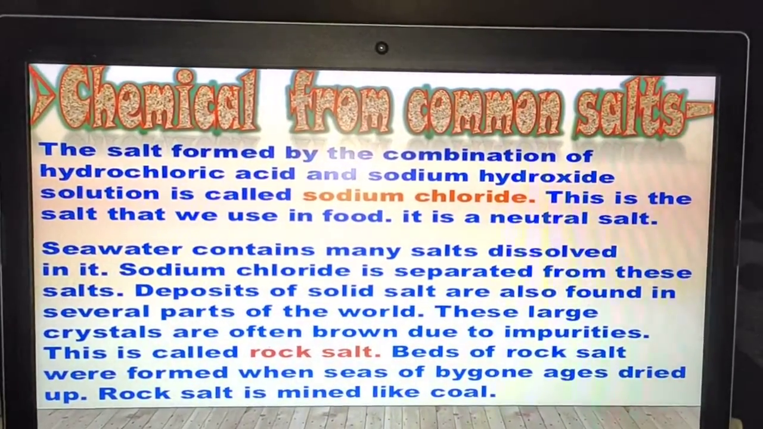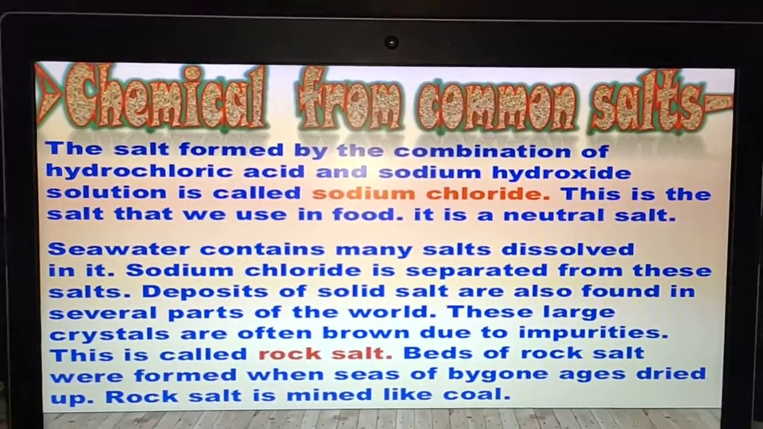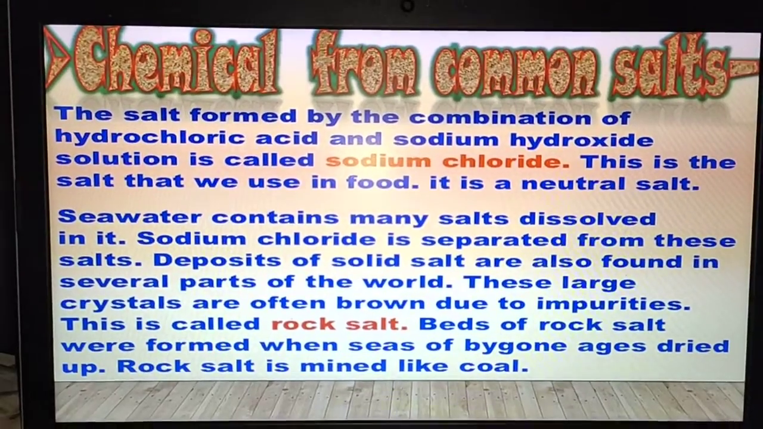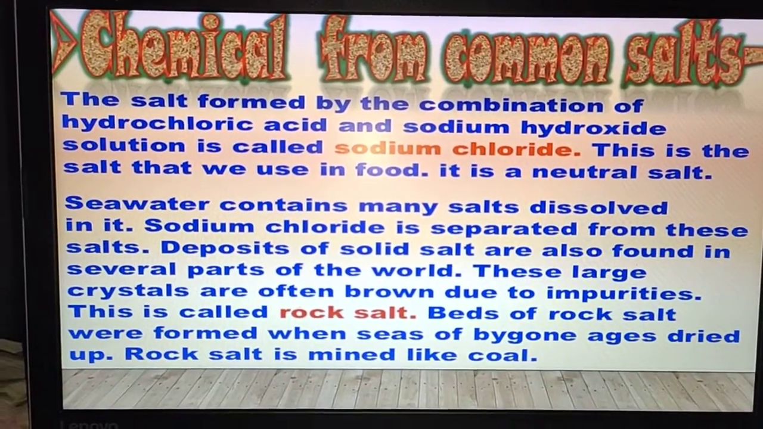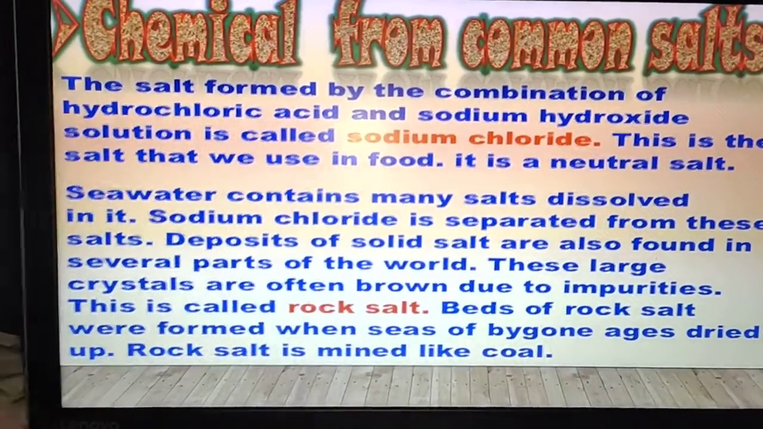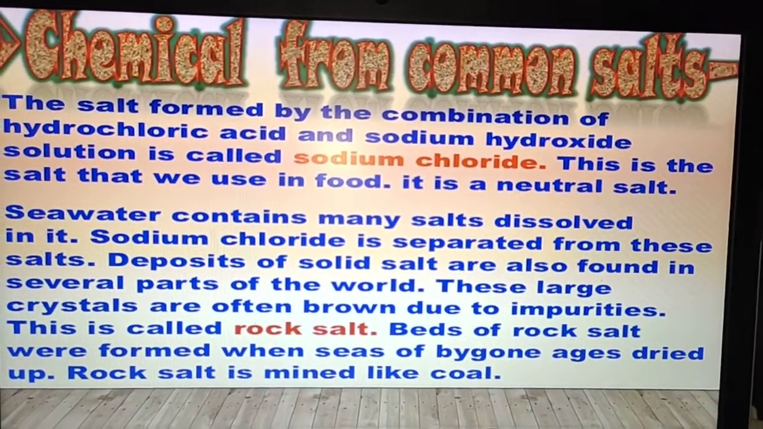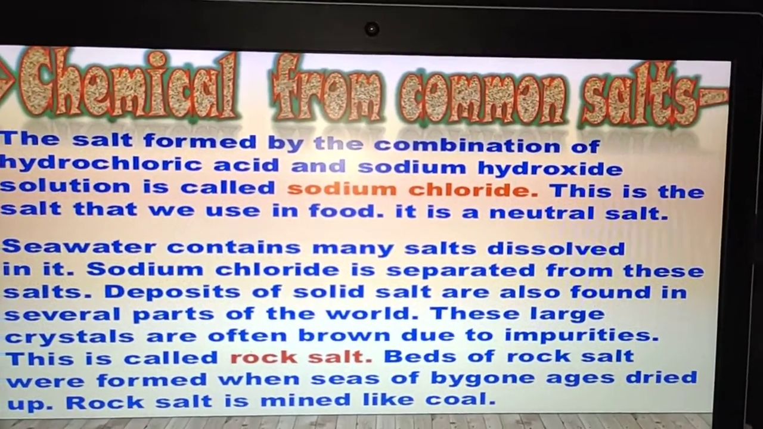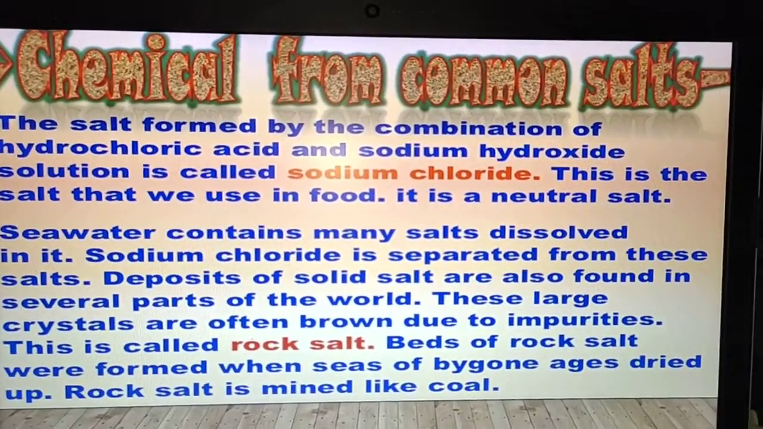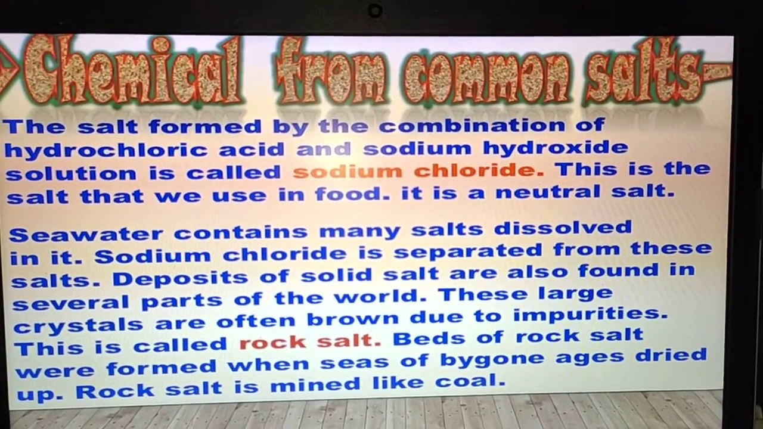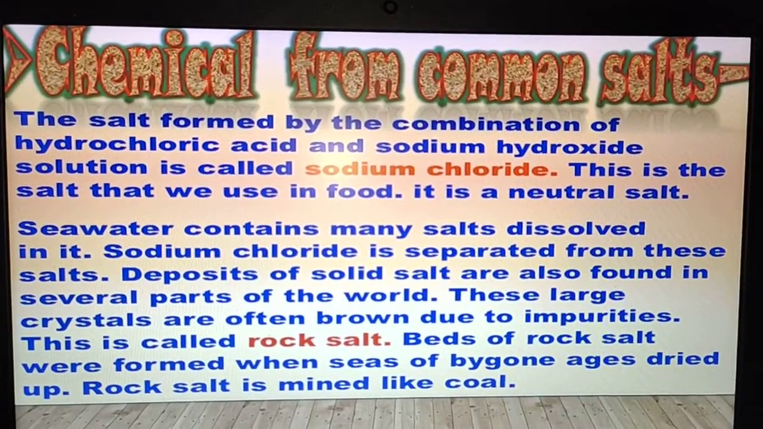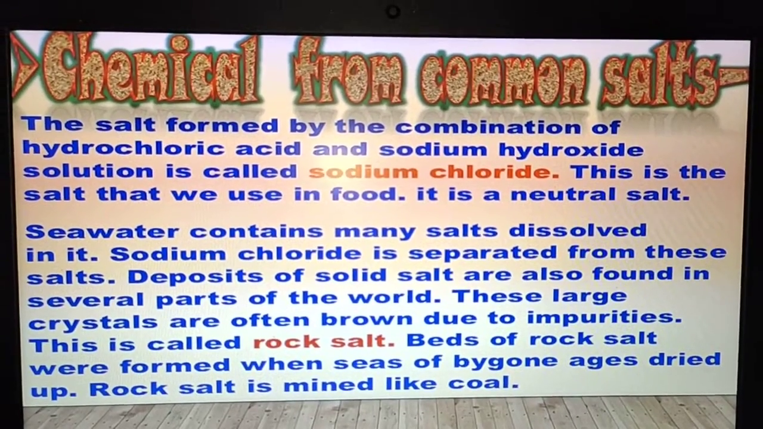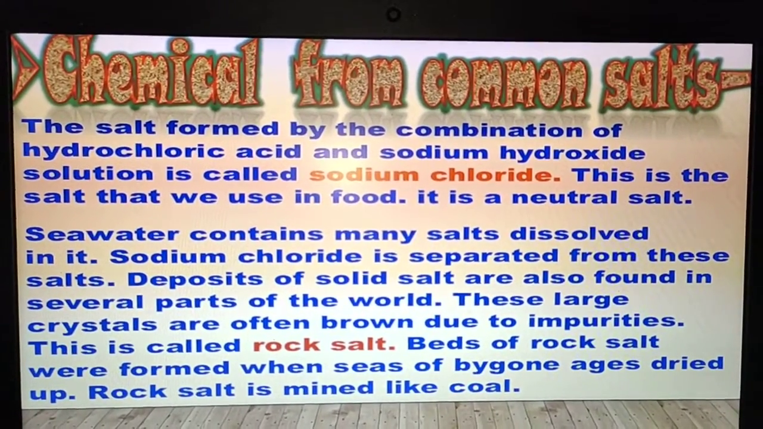Here are the chemicals from the common salt. Now we are dealing with the common salt. The salt formed by the combination of hydrochloric acid and sodium hydroxide solution is called sodium chloride. So first is your common salt, having different names: sodium chloride, rock salt and table salt. Sodium chloride is formed by the neutralization reaction that we have done in the chemical properties of acids and bases. So hydrochloric acid, that is your HCl, when reacted with sodium hydroxide, that is your NaOH, gives you sodium chloride, that is NaCl, plus H2O.